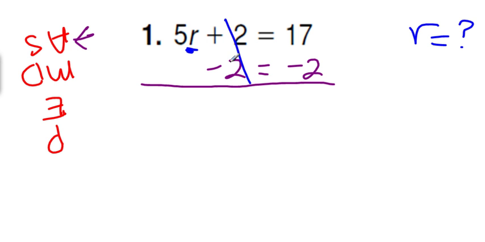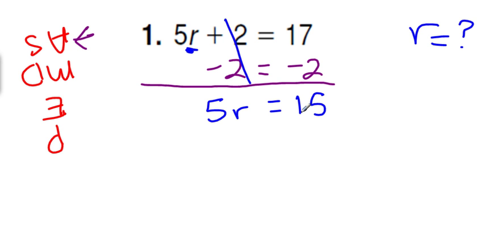Okay? So we subtract 2 from one side, that cancels. 17 minus 2, that's 15. We can actually work that out. 5r hasn't been changed, so that gets to stay by itself. So our new equation, looking a little bit easier, is 5 times r equals 15.